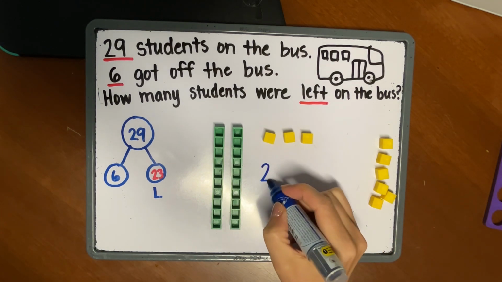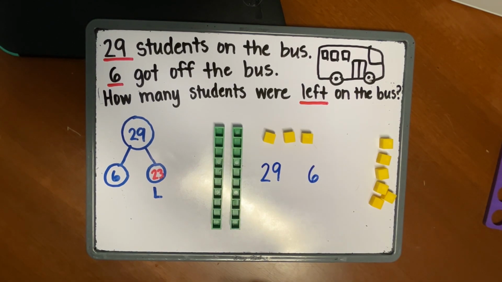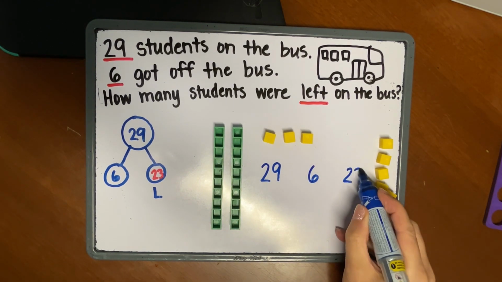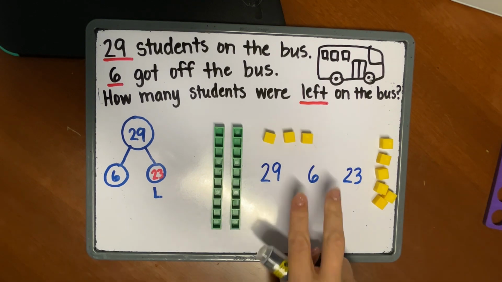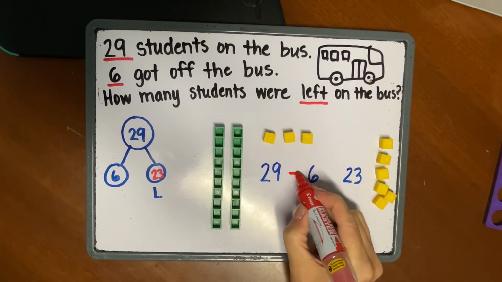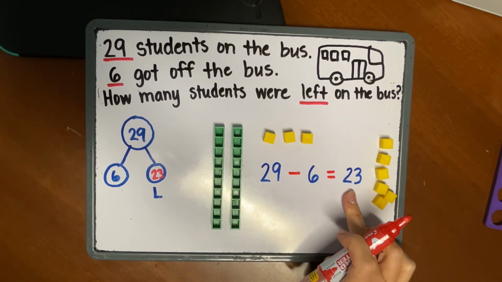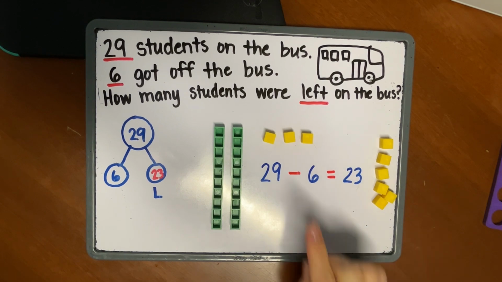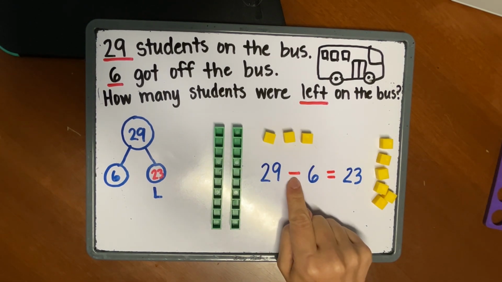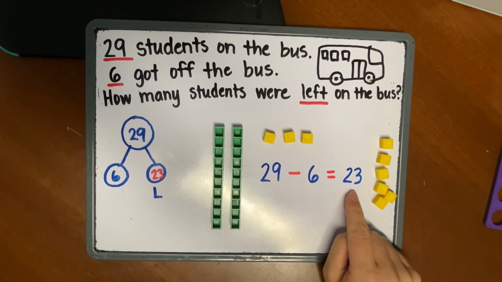I know we had 29, and then 6 got off, and there were 23 left. What symbols could I put here to have the problem make sense? Well, I had 29. Take away 6 is the same as 23. We say 29 take away 6 is the same as 23.